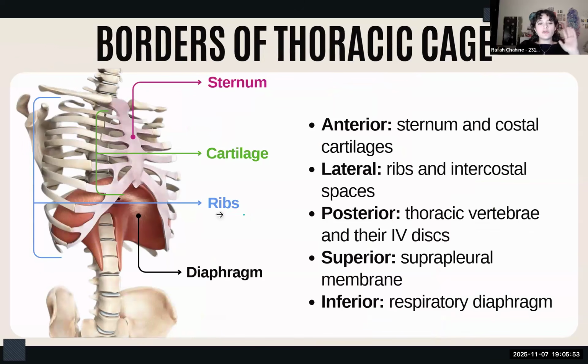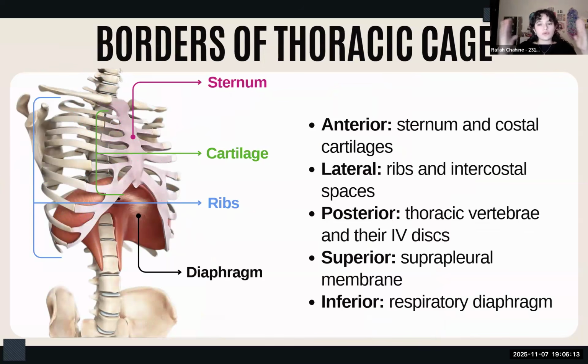Now let's move on to the borders of the thoracic cage. This is the thoracic cage. Anteriorly, I have the sternum and I have the costal cartilage. Costal again means ribs. How do the ribs attach to the anterior part of your thoracic cage? Through cartilage. And so the sternum and these costal cartilages are going to make up the anterior border, aka the border that is in the front.